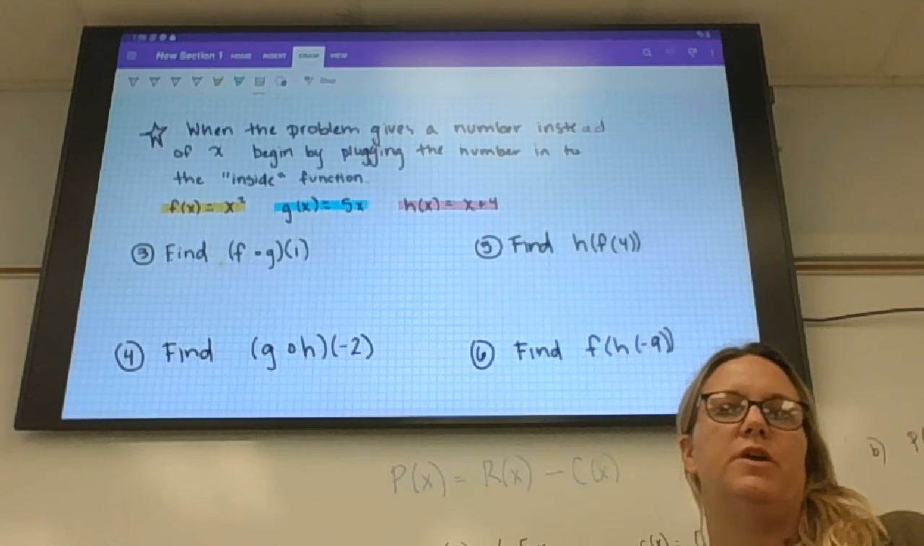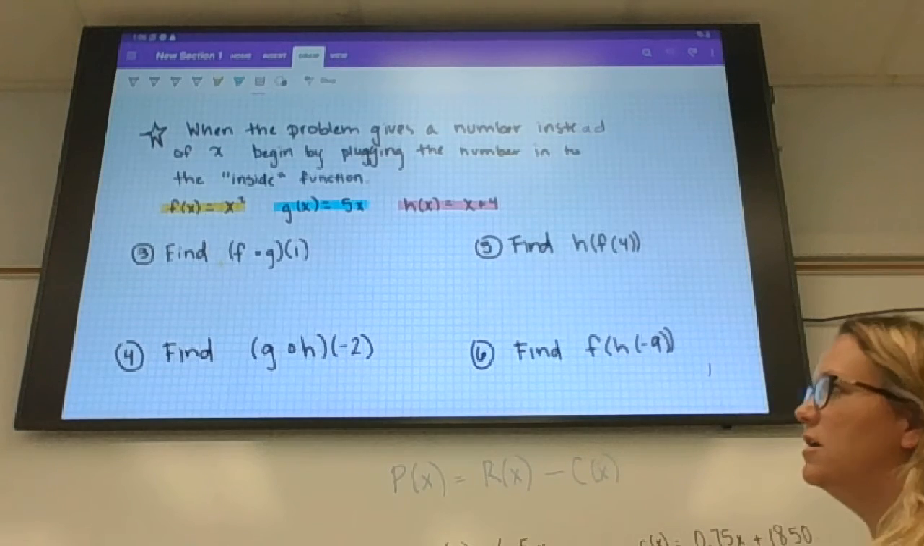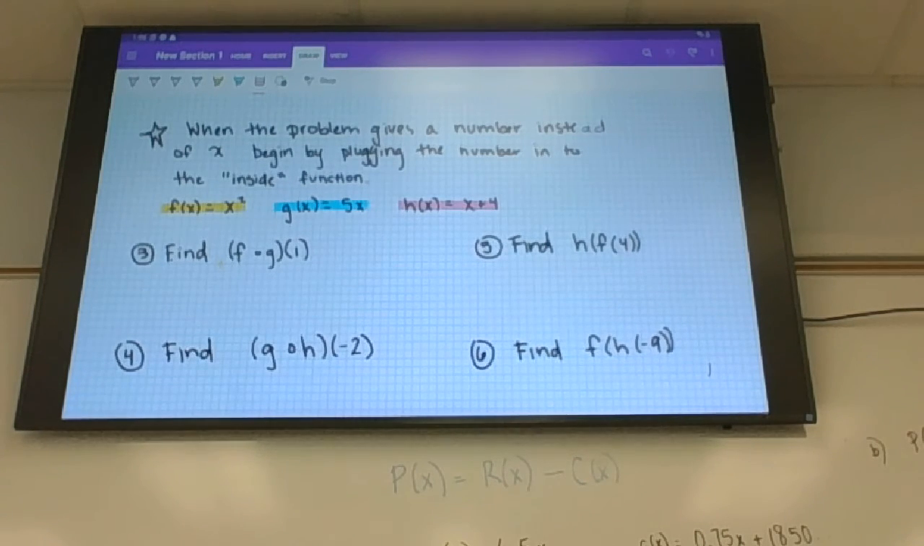composition of functions was brand new to you yesterday, plugging one function into the other. And so this is still just composition of functions. However, instead of the x being left, we're going to put a number in. And students generally find this easier. Because like you said yesterday with the x squared, these were questionable. You can look different ways. This one makes a little more sense.